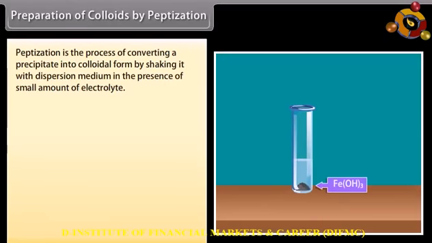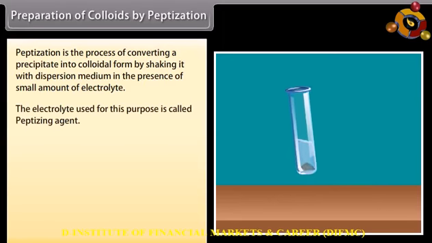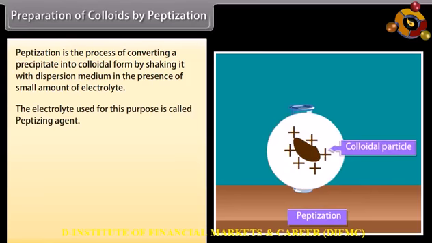Preparation of colloids by peptization. Peptization is the process of converting a precipitate into colloidal form by shaking it with dispersion medium in the presence of a small amount of electrolyte. The electrolyte used for this purpose is called the peptizing agent.